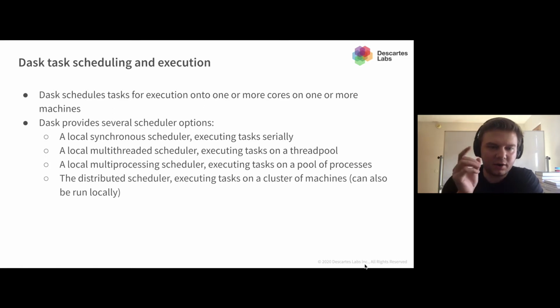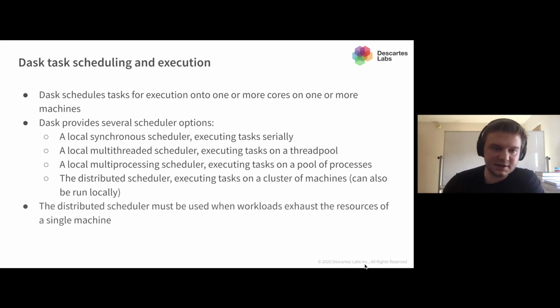And then there are two forms of the distributed scheduler. There's the local version, which can be run locally, which is advantageous because it's pretty smart. And then it can be run on a cluster, where there is a single global scheduler that is then able to distribute work to multiple nodes, for executing tasks on a cluster of machines. And as soon as you really need to go to distributed execution, the distributed scheduler must be used.